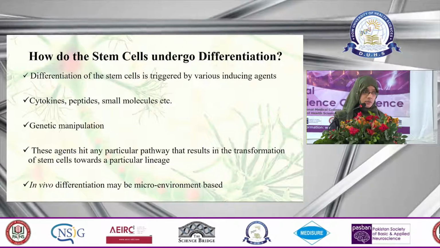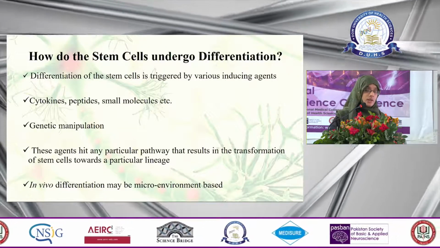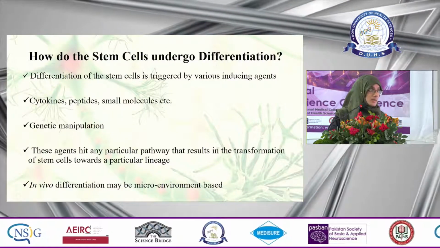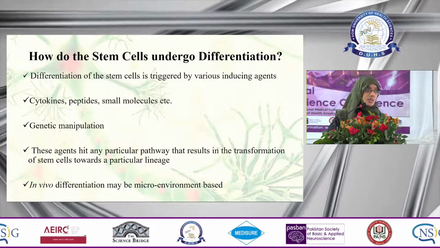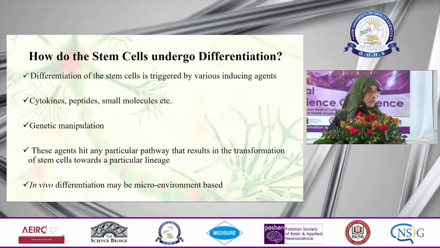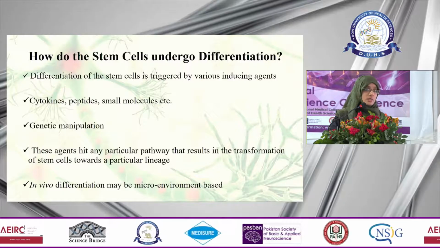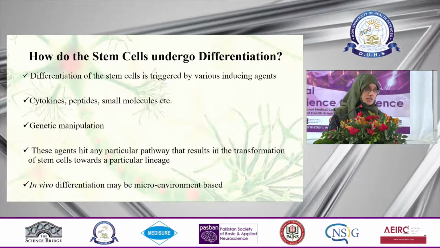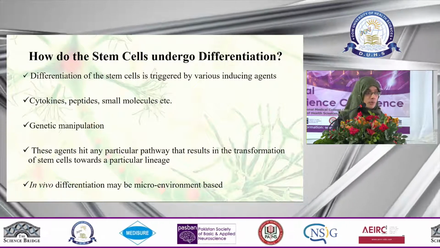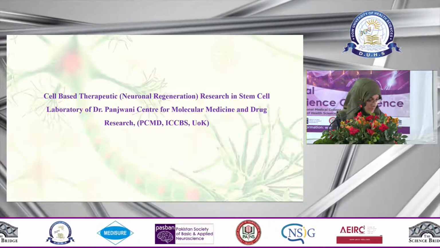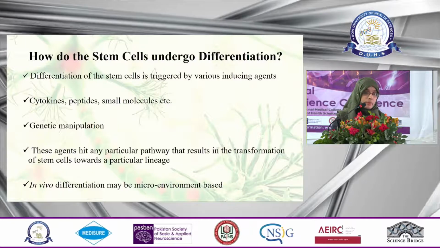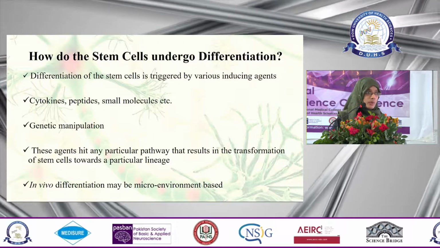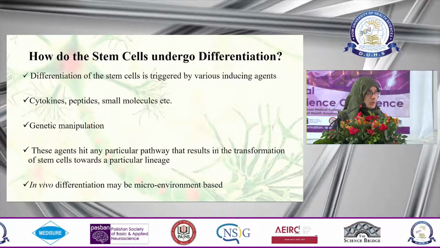And how do the stem cells undergo differentiation? Whenever we precondition the stem cells, it basically hits a particular pathway, and this pathway leads to the differentiation of the stem cell towards a particular cell type. In this case, we are differentiating the stem cells towards the neuronal lineage, and for this purpose, we have used chemical compounds of the monoterpene class, which were utilized to differentiate stem cells towards neuronal cells.